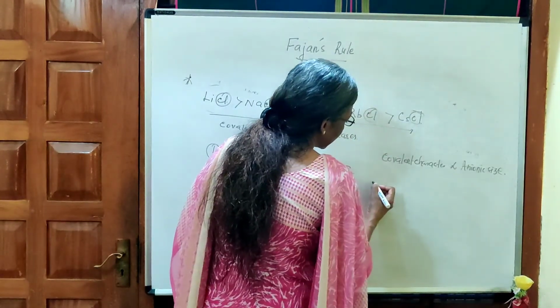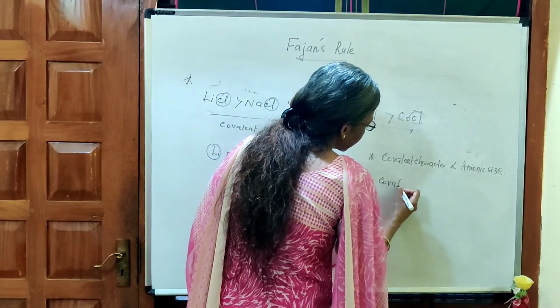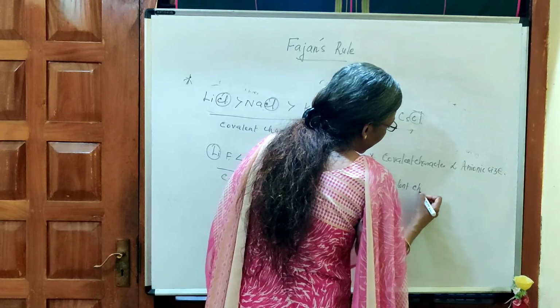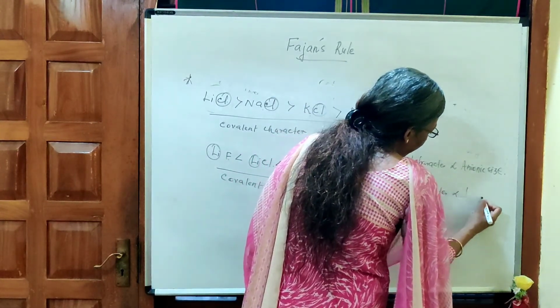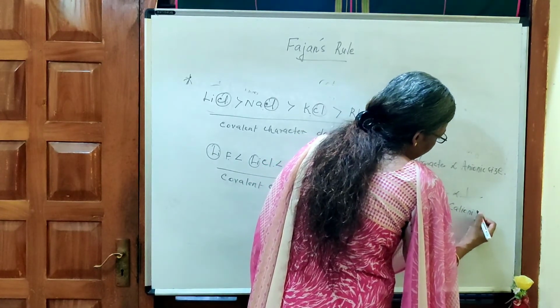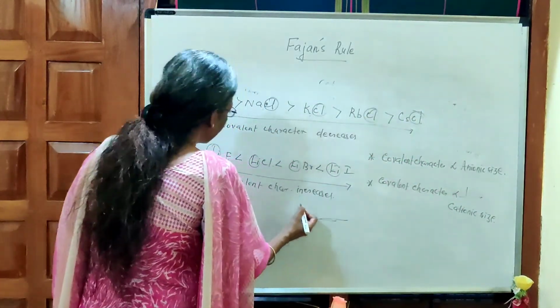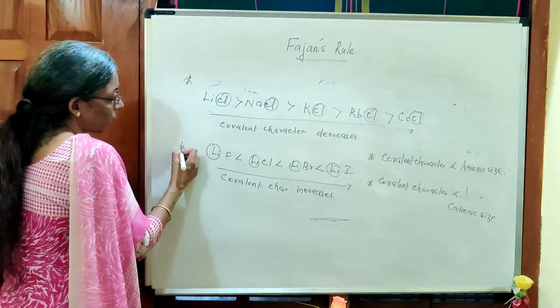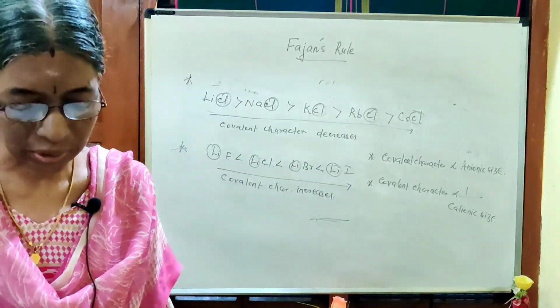The next one is a very important point. Covalent character is inversely proportional to cationic size. Okay, these points are very important. You will study this in the s-block also, but in Fajan's rule this is very important.